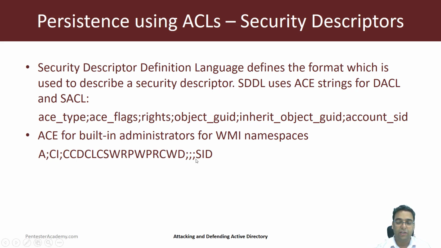We can always skip the inherit object GUID and the object GUID, and at the very end comes the SID. For the built-in administrators, this is BA. Now, all we need to do is replace this BA, or this SID, with the SID of our account which we would like to use here, right? So for example, if I add the SID of the student admin user and add it to the ACL of the namespace, the student admin user will have full control over that particular namespace, right?